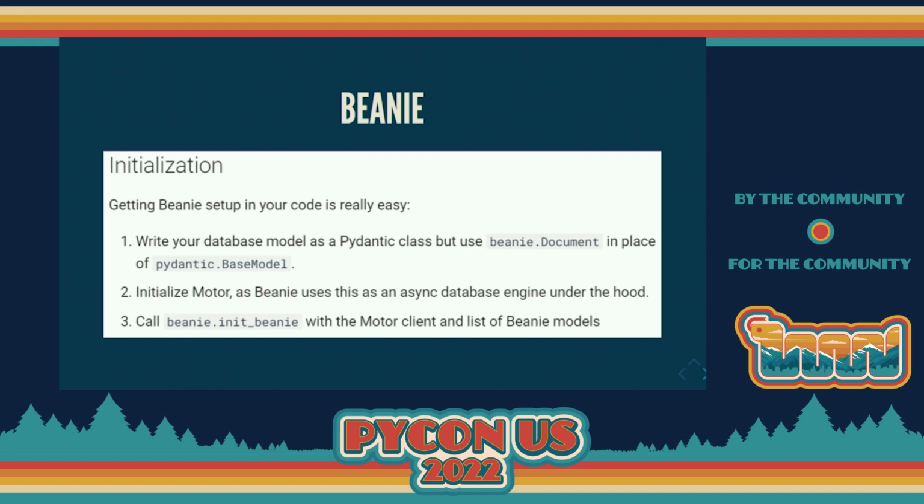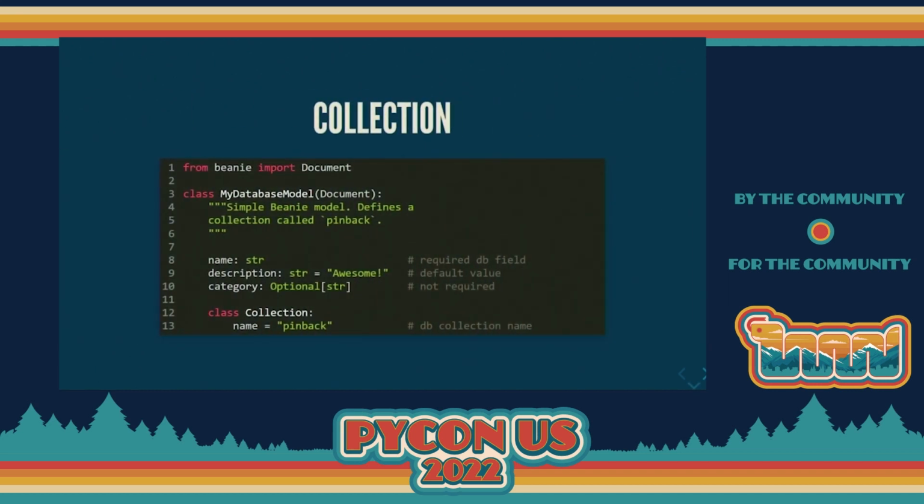Again, an example of a Beanie collection, actually I wanted to go through this. A collection, again, let's say a table, in Beanie might look something like this. This is just an example. My database model inherits Document from Beanie. I give it a couple of attributes there: name, description, category.